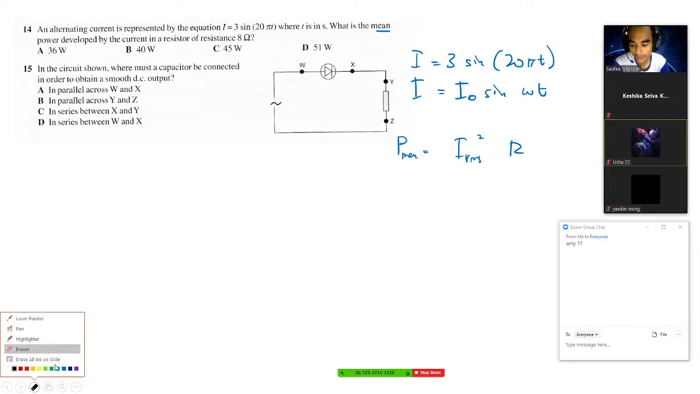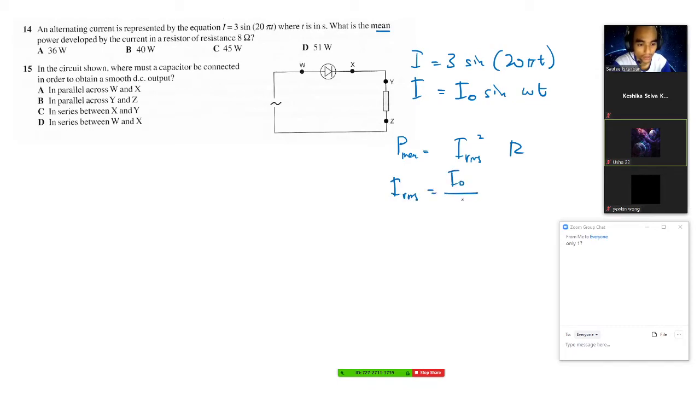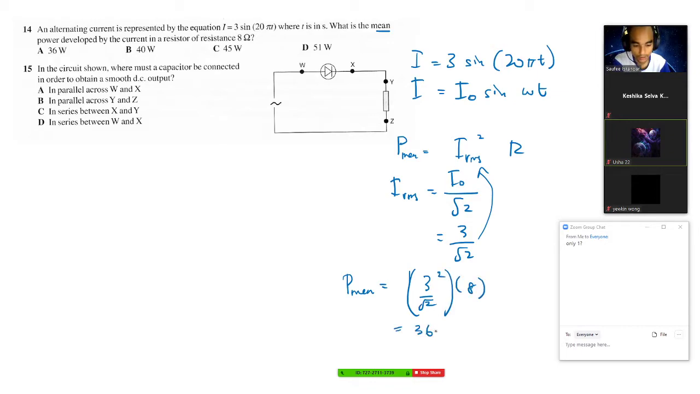In this case, you are given I naught in the equation, so you have to turn I naught into I RMS. I RMS is actually I naught divided by square root of 2, where I naught is 3, so 3 divided by square root of 2. Then you put it into the equation. P mean equals 3 over square root of 2, squared, times 8. There you have 36 watt. So the answer will be A, 36 watt.